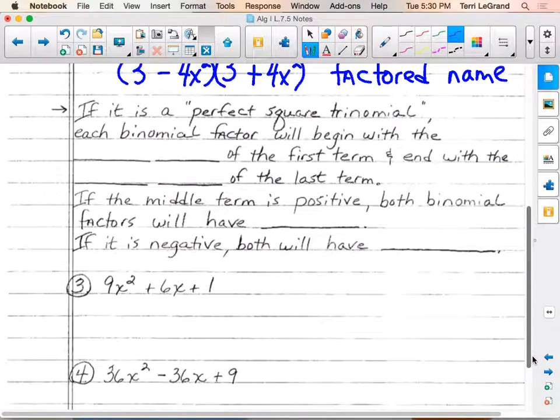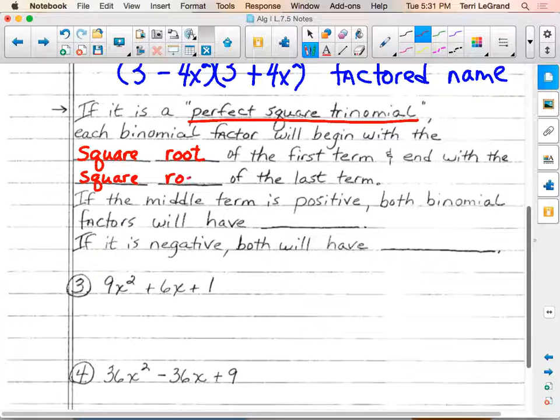Okay, now let's go on to, well, what if we've decided we have a trinomial and it is a perfect square trinomial? So we have this perfect square trinomial. We've decided that, you know what? I think it's a perfect square trinomial, so how can I factor it? Well, each binomial factor will begin with the square root again of the first term. Sounds familiar. They will begin with the square root of the first term, end with the square root of the last term, the third term. Sounds familiar.